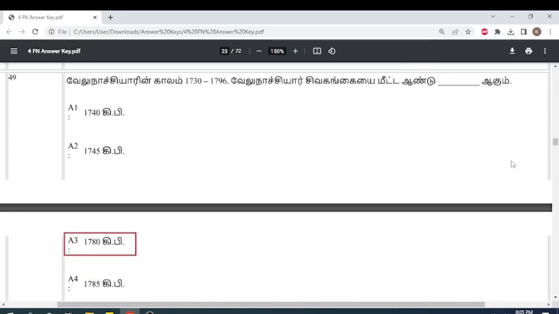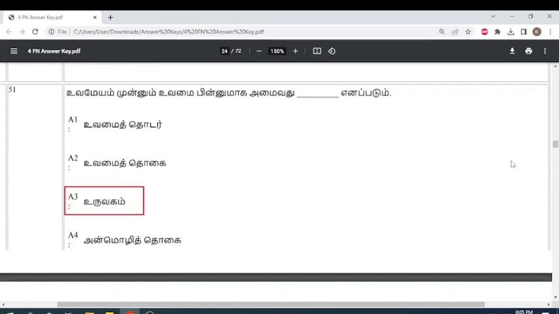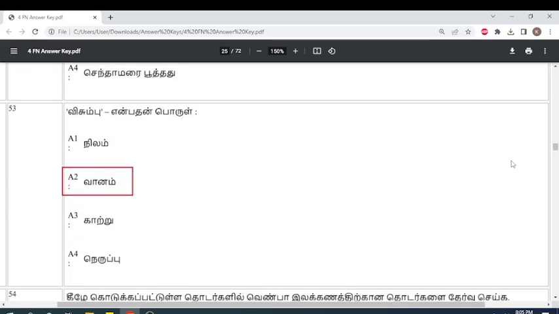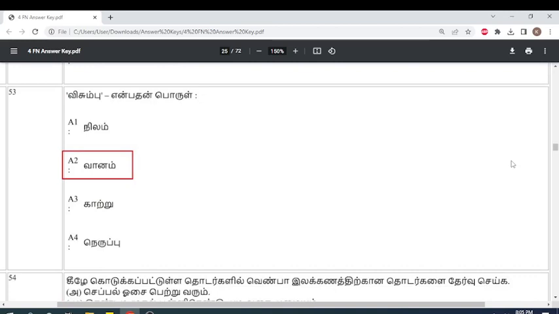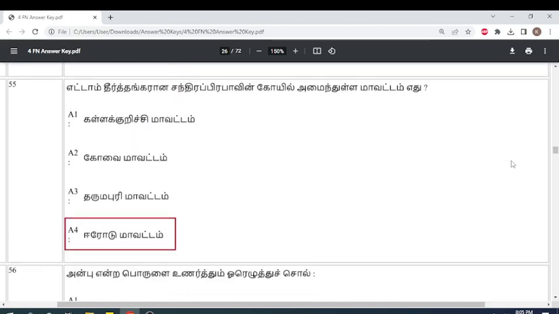49 question can answer A3. 50 question can answer A3. 51 question can answer A3. 52 question can answer A1. 53 question can answer A2. 54 question can answer A2. 55 question can answer A4.